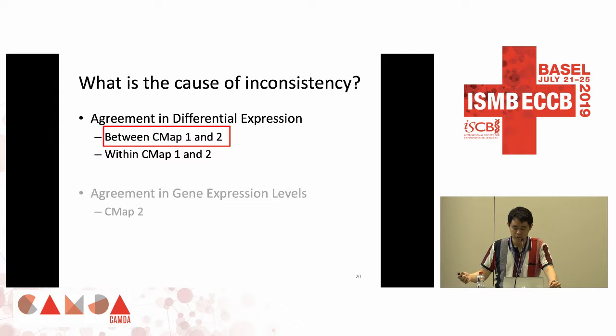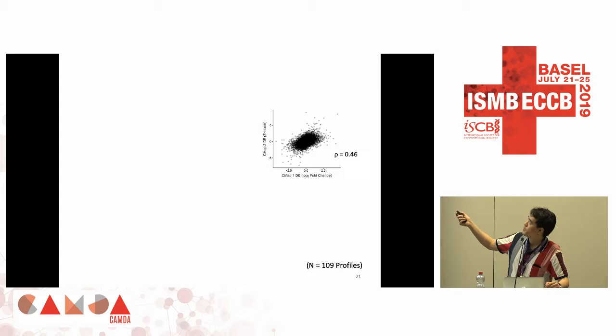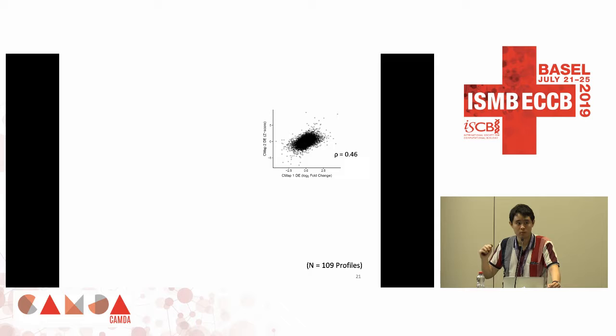So, the first test for this second question goes like this. We're looking at the agreement, or the rank correlation, of the differential expression profiles from CMAP 1 compared against CMAP 2 for the same condition. In other words, the profile needs to be derived from the same cell line, treated with the same drug, at the same dosage for the same duration of time. I show here an example of the scatter plot with a Spearman correlation of 0.45, which is actually the best performing one.